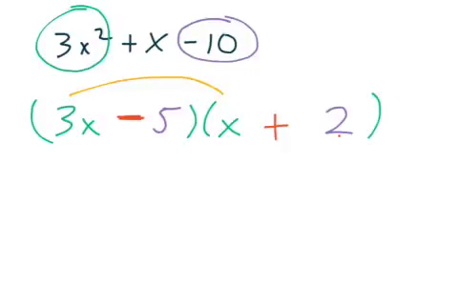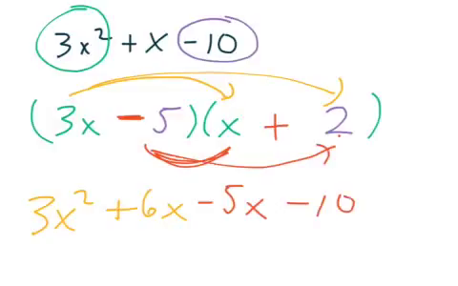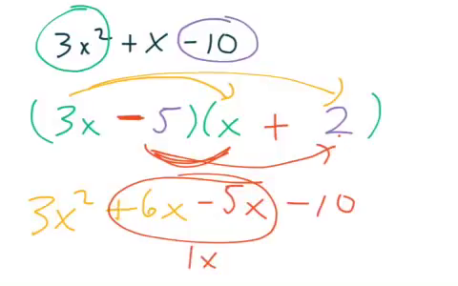You see, if I do 3x times x, will I not get 3x squared? And 3x times 2 will give me my 6x. And then when I do minus 5 times x, I'm going to get minus 5x. And minus 5 times 2 is minus 10. And right there is your 1x. And so I'm back where I started from, right? And that's, guys, what you call factoring.